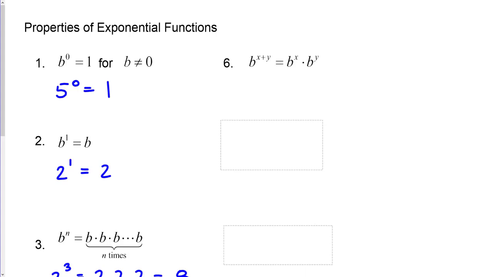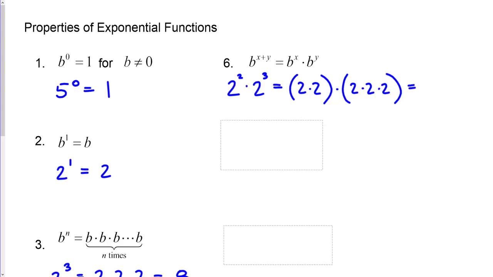Next we have b to the x plus y equals b to the x times b to the y. I'll show you why this works in reverse. So for instance, if I have 2 to the second power times 2 to the third power, what that would mean is 2 to the second would be 2 times 2, 2 to the third would be 2 multiplied 3 times. Well, in effect, these parentheses aren't really necessary, and so it's really just 5 factors of 2, which is the same thing as 2 to the fifth power, which is the 2 plus 3. You're just adding those exponents together, which is the reason why that works.